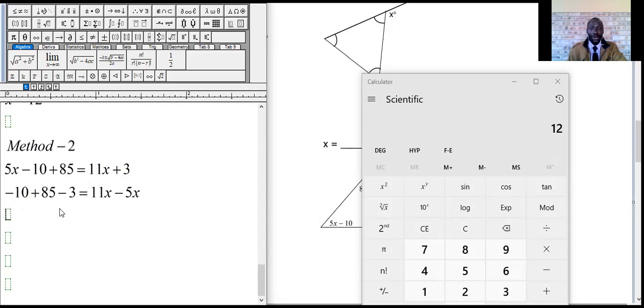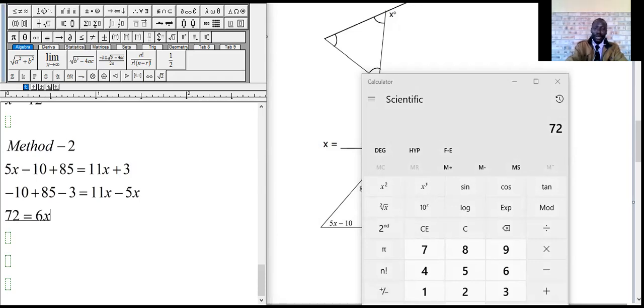Now, notice that what we are going to have for the left-hand side can be calculated using a calculator. So we'll be having -10, that is 10, negative of it. Then we are going to add this to 85, then from 85, we take away 3. What do we get here? We get +72, which we write down here. So this is going to be 72. On the right-hand side, we are going to be having 6x.